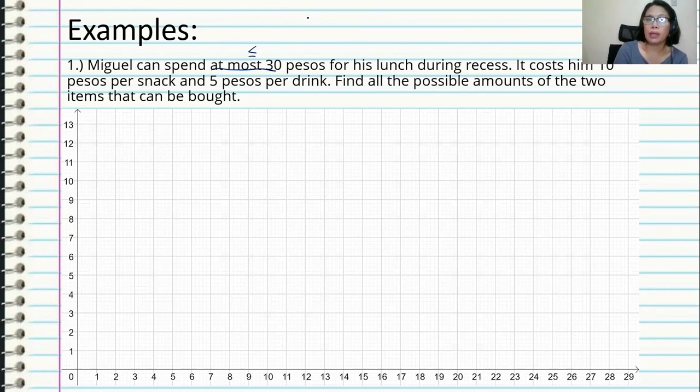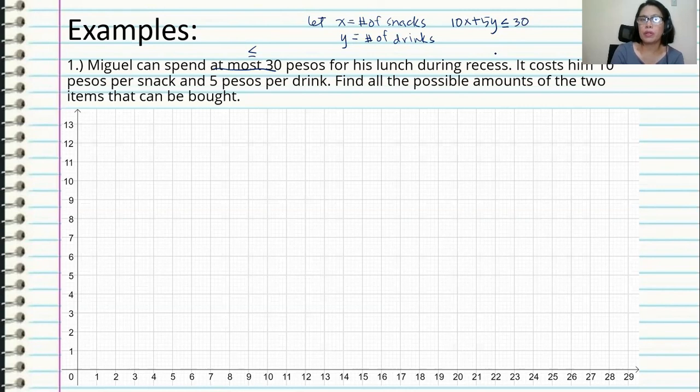Now, if we let x be the number of snacks taken by Miguel and y be the purchases of drinks he made, we can come up with this inequality: 10x plus 5y is less than or equal to 30.